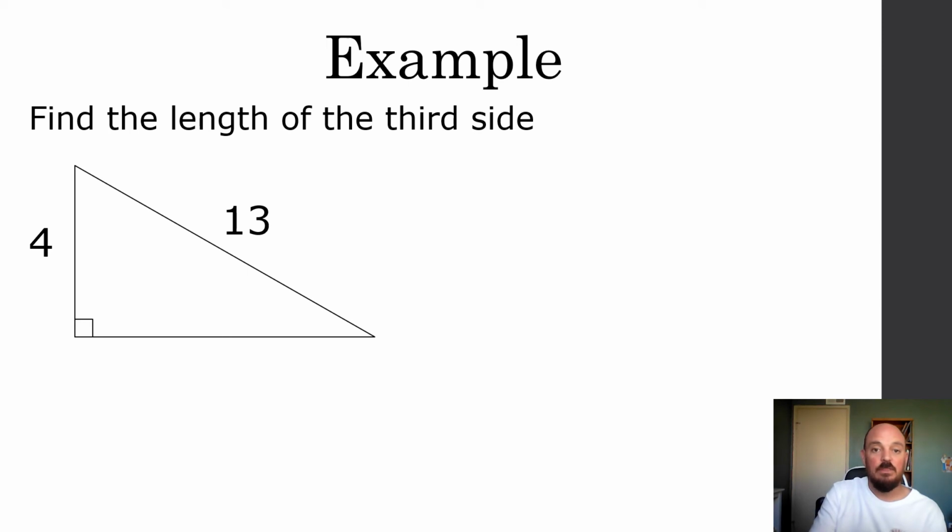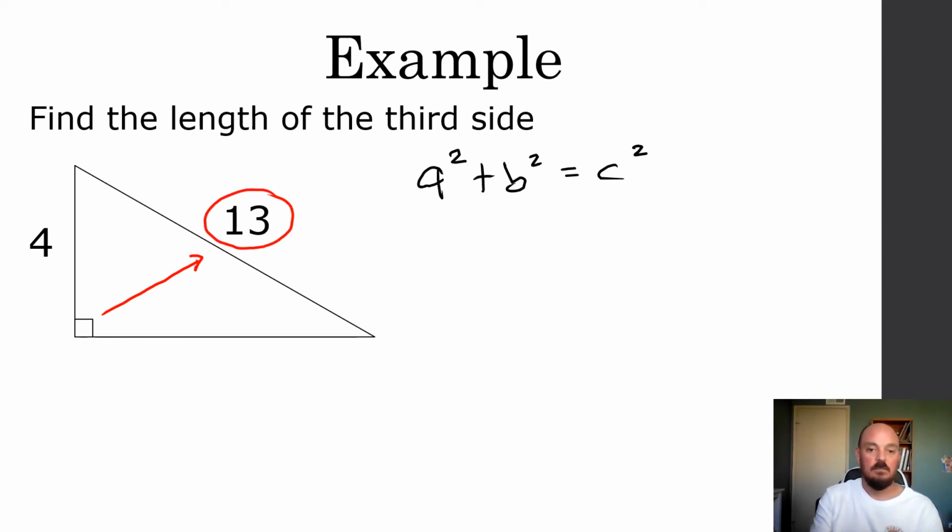It's still a Pythagorean theorem question, so I'm still going to do a squared plus b squared equals c squared. Now the difference is when I go to find the hypotenuse, this time the hypotenuse is the 13. So the 13 has to go here. Last time the hypotenuse was the question mark, so I left that one as c and I plugged in numbers for the legs. This time the 13 has to be c.